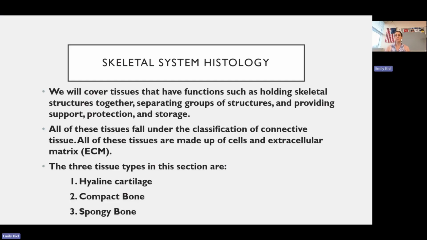We're going to see that they have cells and that they all have an extracellular matrix, and that is made up of fibers and ground substance. Those three substances are going to be different depending on the tissue type. So in this section, we've got hyaline cartilage, compact bone, and spongy bone.